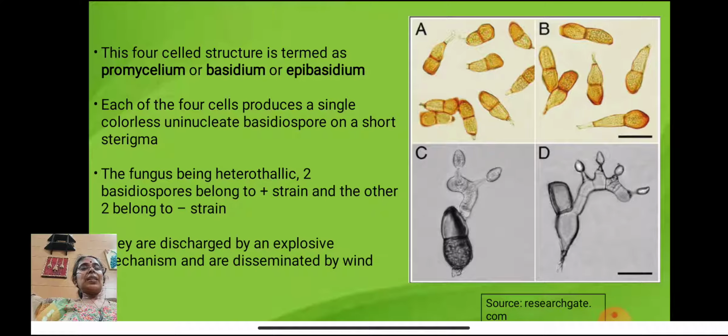The fungus is heterothallic, hence 2 basidiospores belong to the plus strain and the other 2 belong to the minus strain. This is from one cell of the teleutospore. As 2 cells are involved, a total of 8 spores are produced. Out of 8, 4 spores are of the plus strain and 4 spores are of the minus strain. These basidiospores are discharged by an explosive mechanism and are easily dispersed by wind.